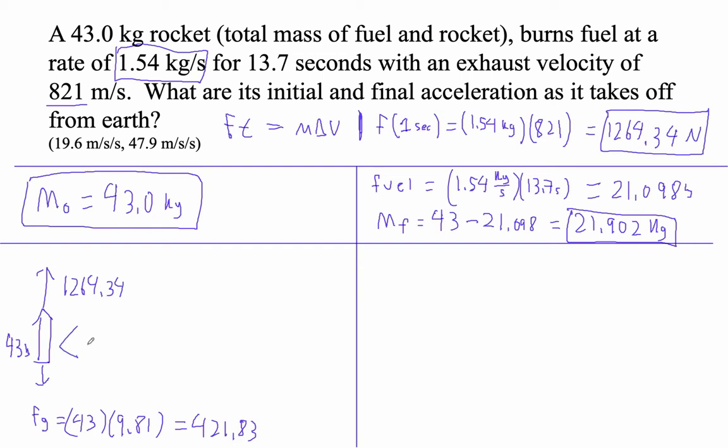Okay, so now we're set. We're going to go 1264.34 minus 421.83 equals 43a. All right, hold on. Okay, so minus that 421.83, divided by 43. And I'm getting 19.59, so 19.6. That's solidly 2 G's, right?